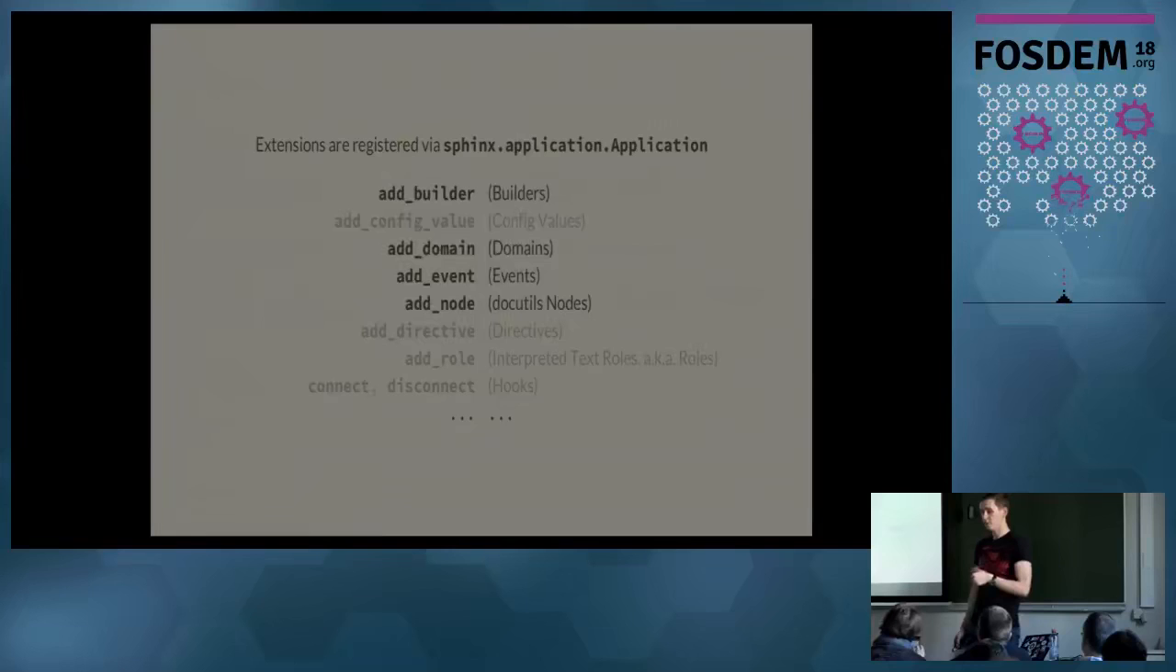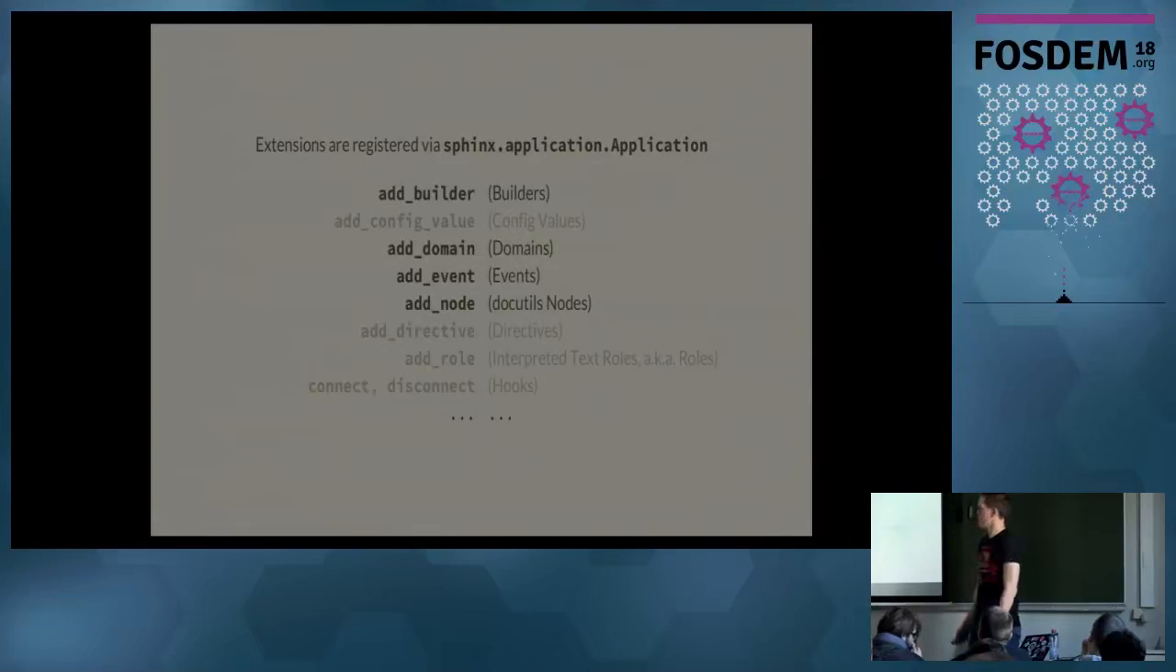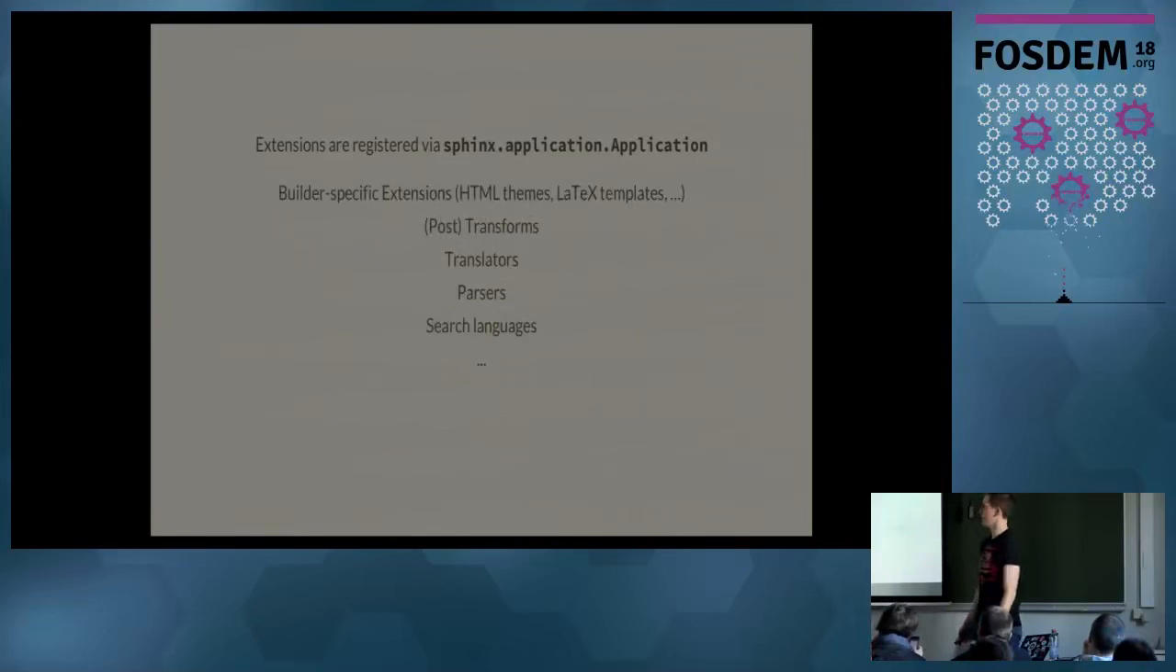You can add your own custom events if the events that Sphinx emits normally aren't enough for you. So for example, if you decide that your extension wants to emit a custom event and then other extensions could hook into that, you can do that. And then of course you can add your own node. I don't really know why you'd want to do that instead of a directive or something, but you can. And at the end of the day, that's all that matters.